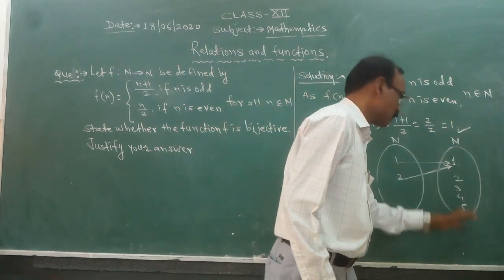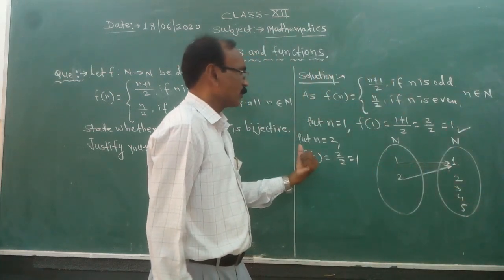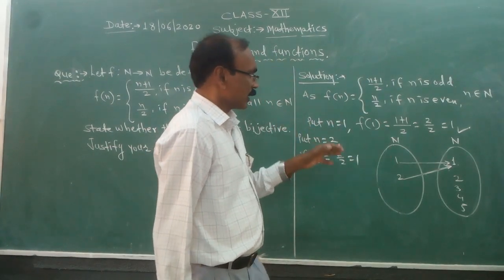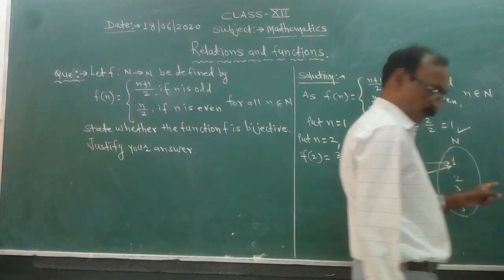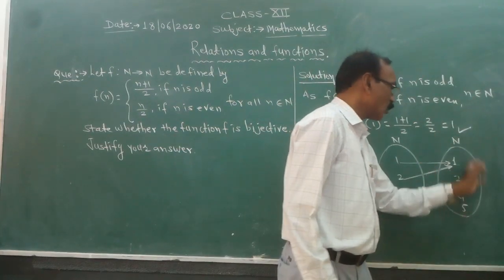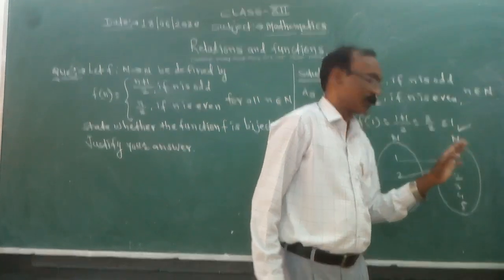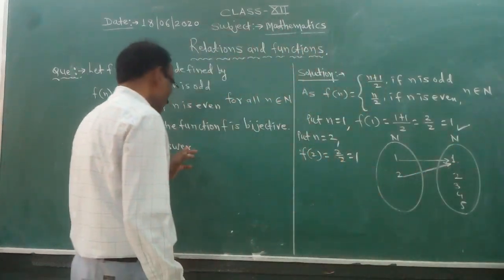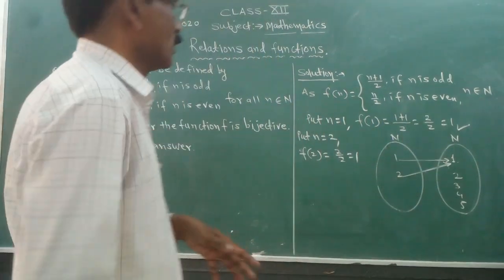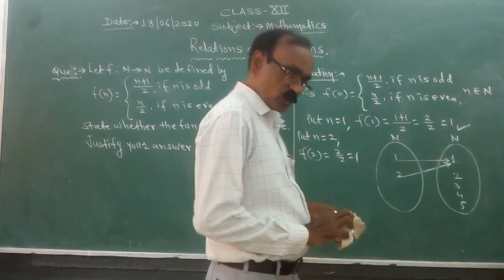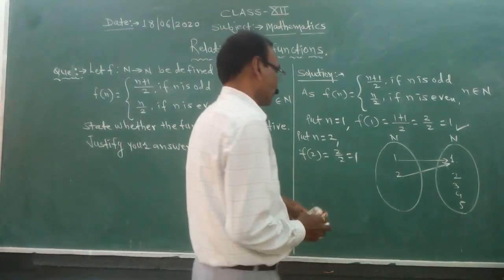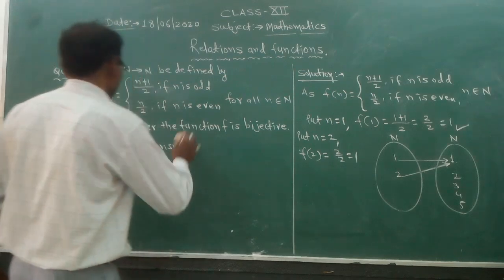All the numbers are related with some numbers in the domain. It means it is onto. It is an onto function, meaning the complete codomain is covered, but it is not 1-1. So it is not 1-1 and onto. Because for a bijective function it should be 1-1 and onto. So this is not a bijective function.